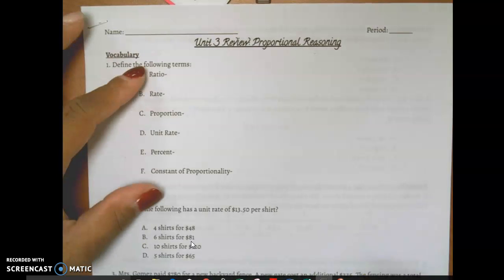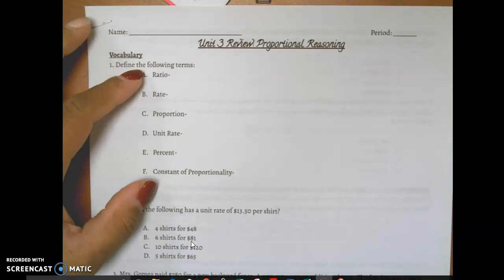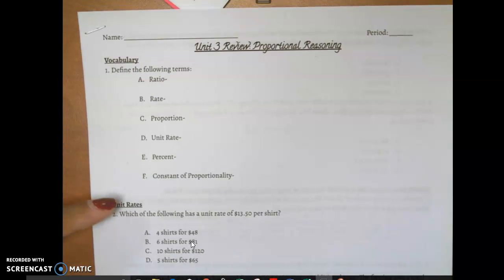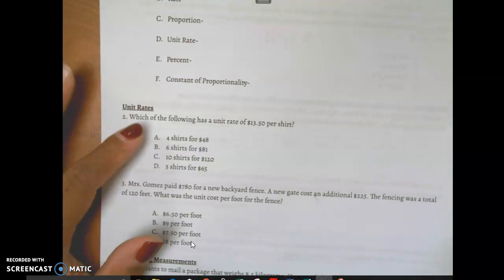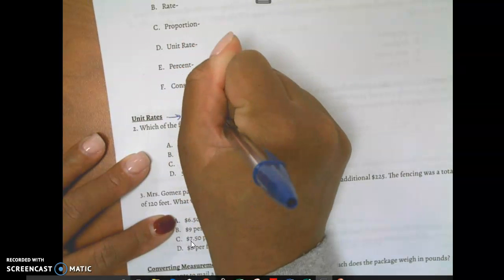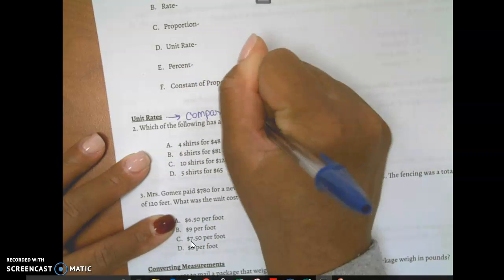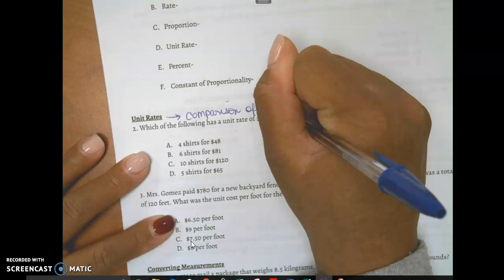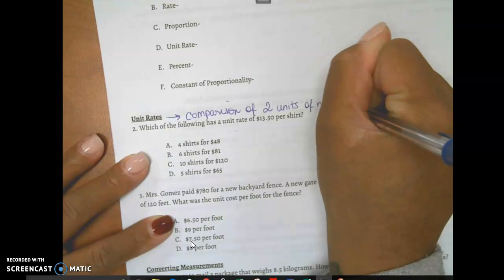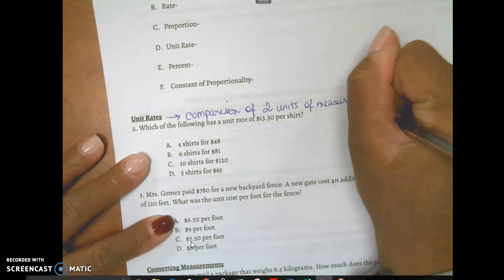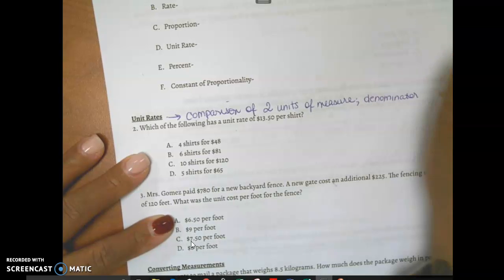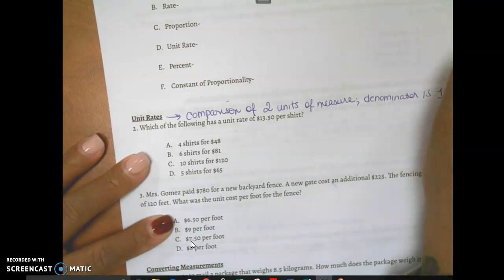First thing, it says vocabulary. Define the following terms. These terms should be in your notes. If they're not in this unit, go back a unit and they'll be there. But getting into the nitty gritty, the unit rates. Unit rate is a comparison of two units of measure and the denominator is 1.